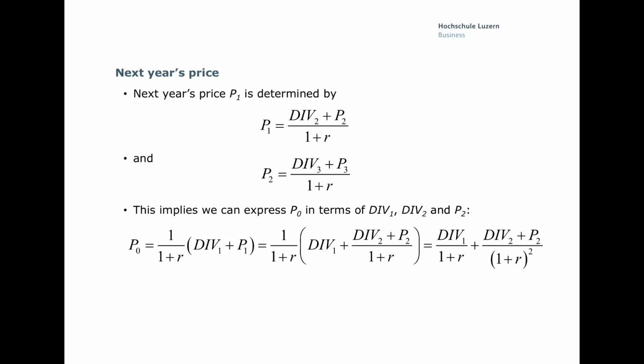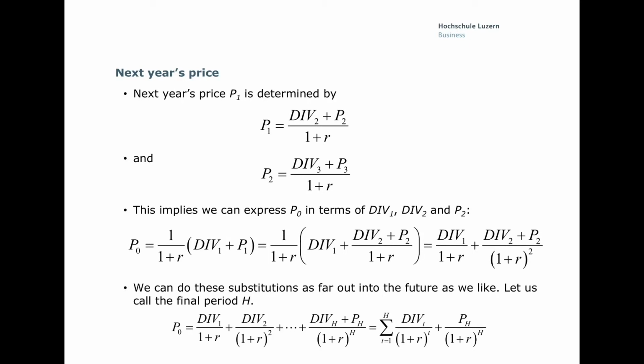It follows that we can express the price in the current period 0 in terms of future dividends and prices by substituting the price of year 1 into the price formula for year 0. We can do these substitutions as far out in the future as we like. If we call the final period H, the formula can be written as follows. This means that today's stock price is a discounted sum of future dividend payments and the expected price in year H.